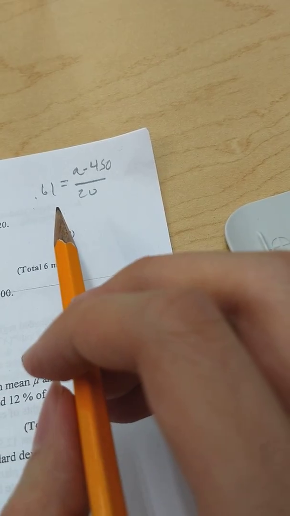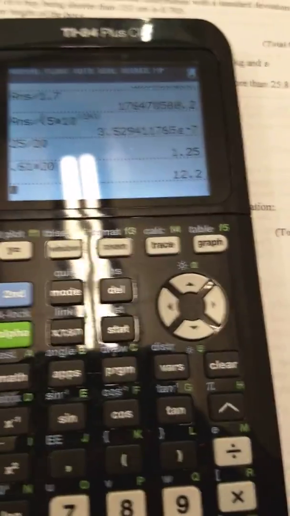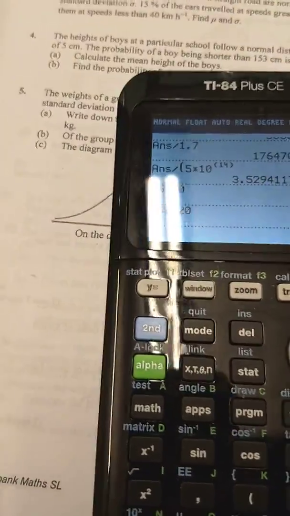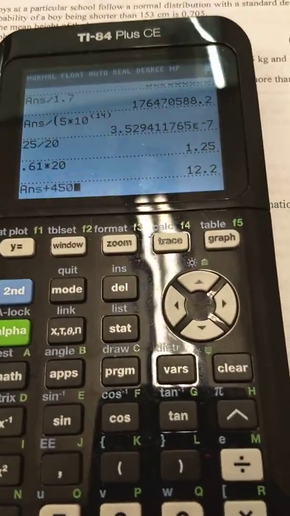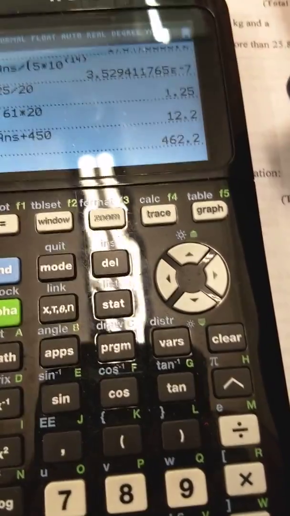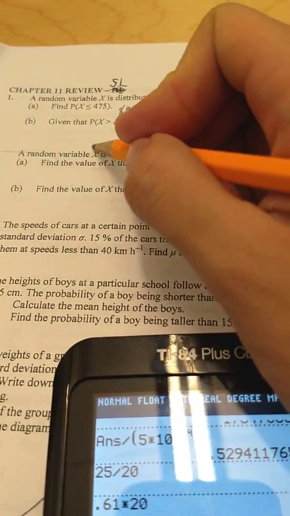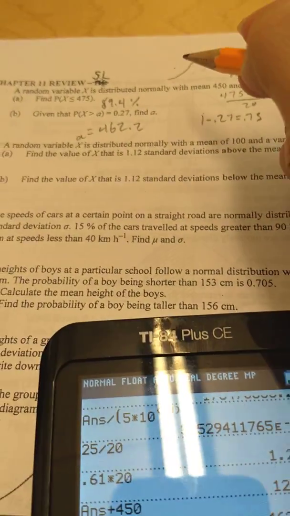And so because of that, we multiply 0.61 by 20, and we add 450. So if we put that into our handy dandy calculator, 0.61 times 20, and then add that to 450, we get 462.2, and thus we have a is equal to 462.2, and that is number 1.